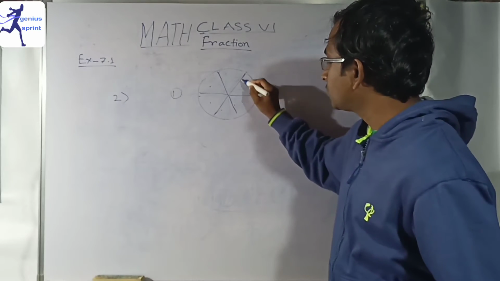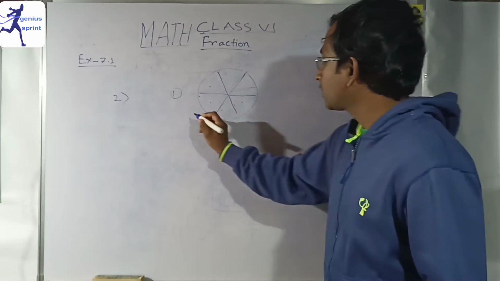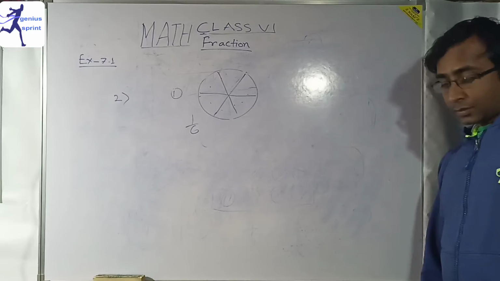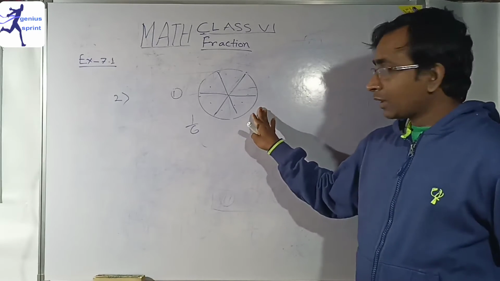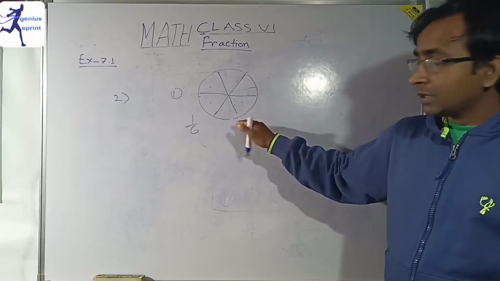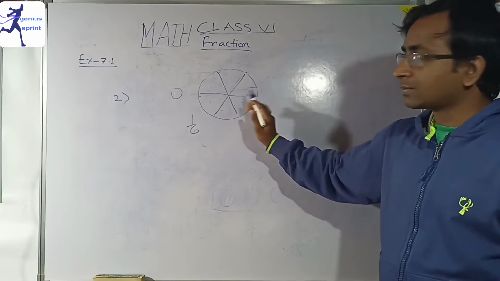Okay, so 1 2 3 4 5 6 is there. So we have to color how much? 1/6. See, this figure is there and this fraction is also there. So according to this fraction I have to color. So how many parts are there? Total as denominator 6. 1 2 3 4 5 6 parts are there.